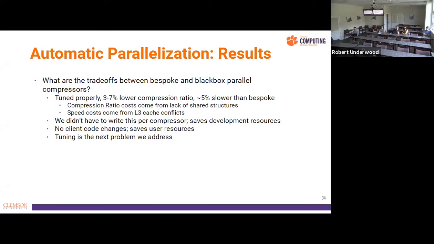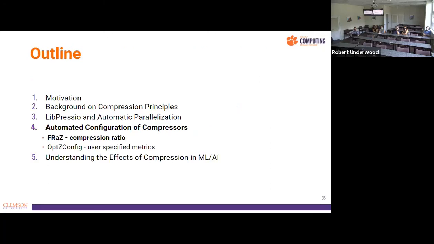Additionally, because all of this conforms to the same LibPressio interface, users actually do not have to change their code in order to adopt parallel compression. It can be just a single configuration file change that they can then use and move forward. I mentioned tuning is an important problem when using parallel compression. And actually, tuning is the next topic that I will address in my research dissertation.